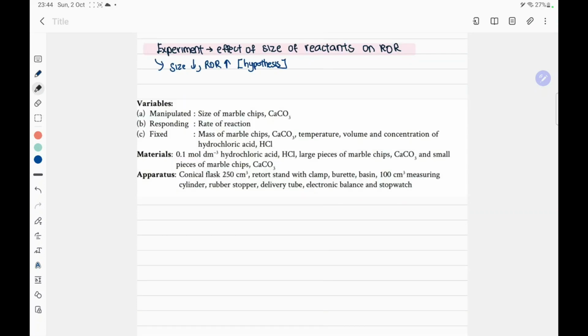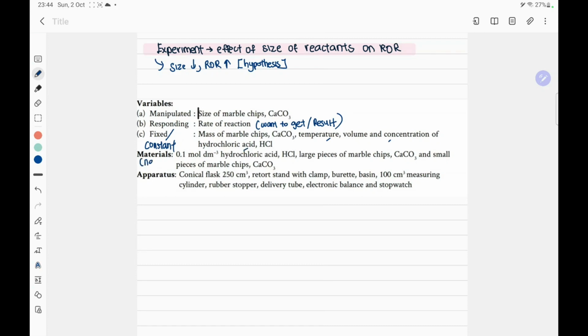The manipulated variable, which is the factor that we change, is the size of marble chips. The responding variable, what we observe or the result we are going to look for, is the rate of reaction. The fixed variable, also known as the constant variable, is the mass of marble chips, the temperature, the volume, and the concentration of HCl.